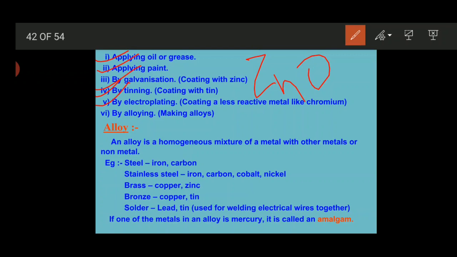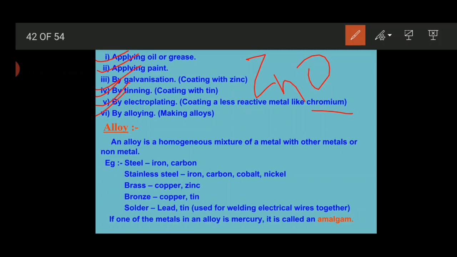The fifth one is electroplating, coating with a less reactive metal like chromium. It means we cover a highly reactive metal with the help of a less reactive metal like chromium, which acts as a barrier between the direct contact of air and moisture and the highly reactive metal. And the last one is alloying. What is alloying? Let's see.